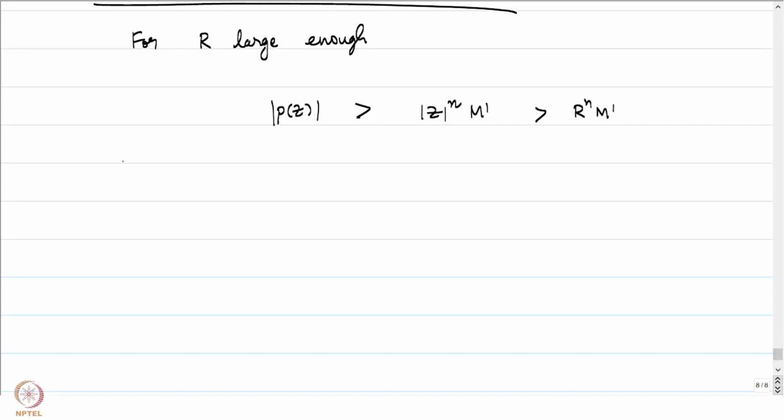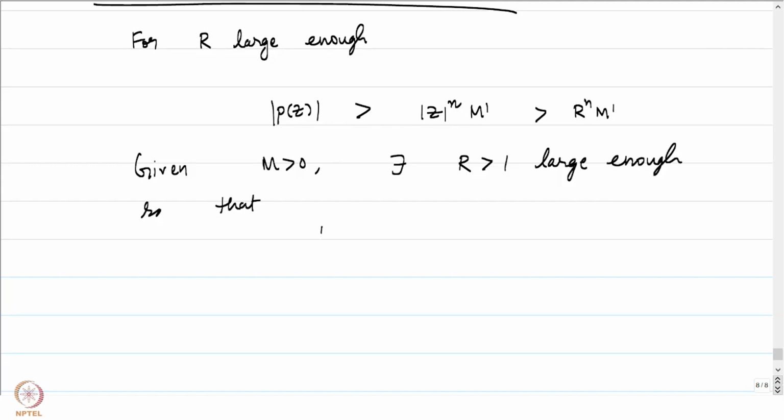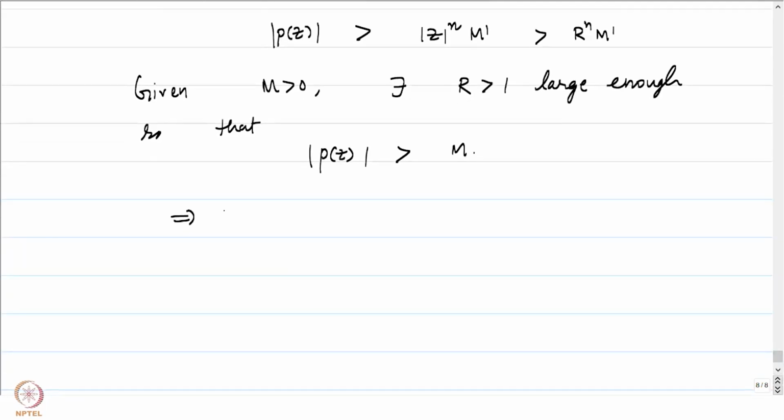So again, for R large enough, given M positive, there exists R greater than 1, large enough, so that mod p of z is greater than capital M, and this implies that 1 by mod p of z is less than capital M. All this effort was to establish that outside a closed disk of radius capital R, 1 by mod p of z is bounded.